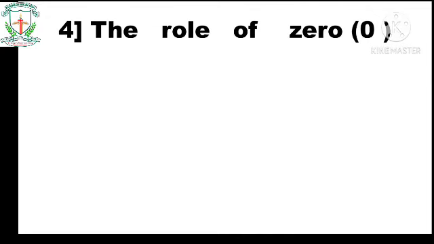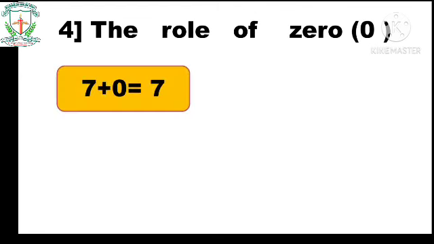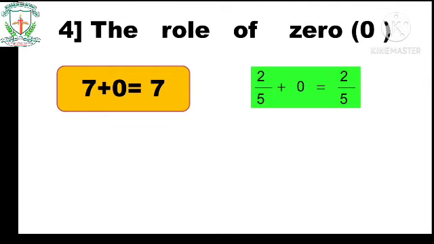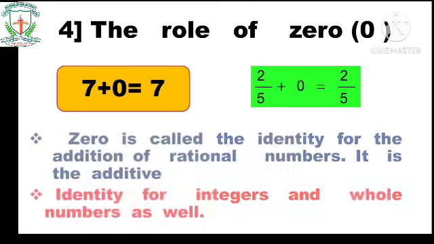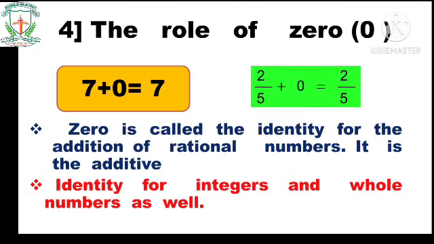Now let us consider one example. 7 plus 0 is equal to 7. We'll consider one more example. 2 divided by 5 plus 0. So the answer is also 2 divided by 5. So we can say 0 is called the identity for the addition of rational numbers. It is the additive identity for integers and whole numbers as well.